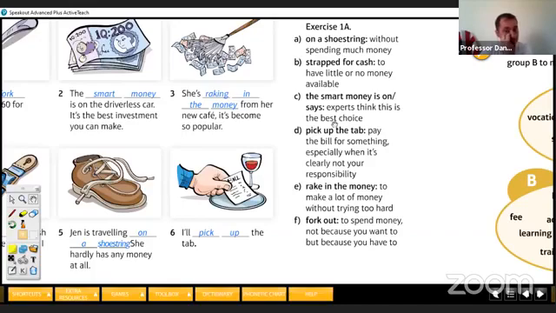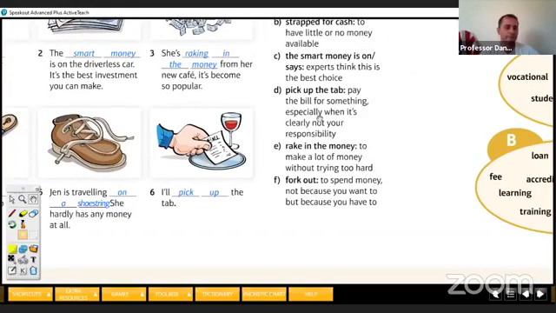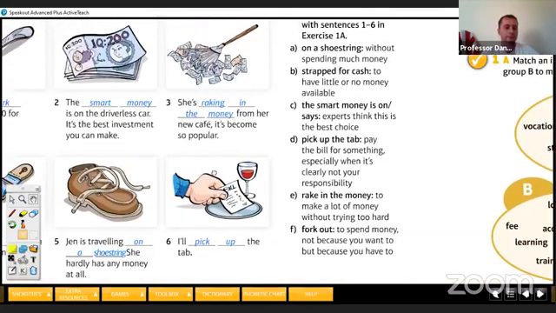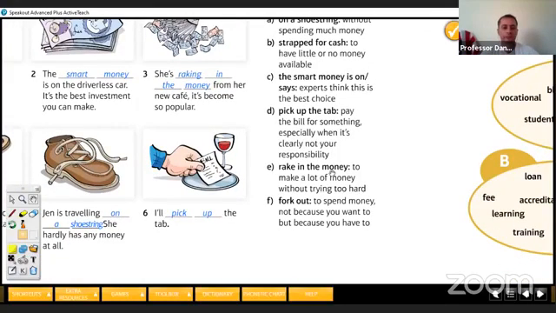C. Number two. The smart money is on the driverless car. It's the best investment you can make. So experts think this is the best choice. That's the definition. And pick up the tab, number six. I'll pick up the tab. I'll pay the bill for something, especially when it's clearly not your responsibility. Rake in the money means to make a lot of money without trying too hard. She's raking in the money from her new cafe. It's becoming so popular.